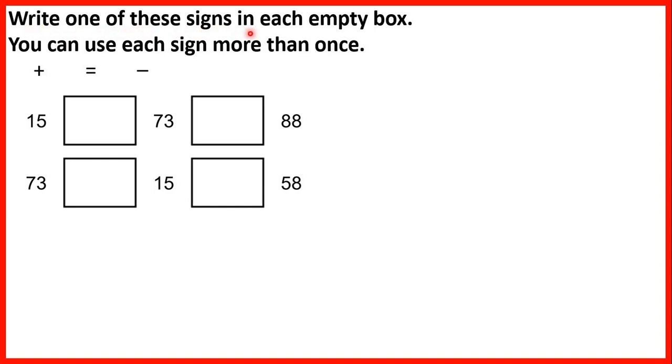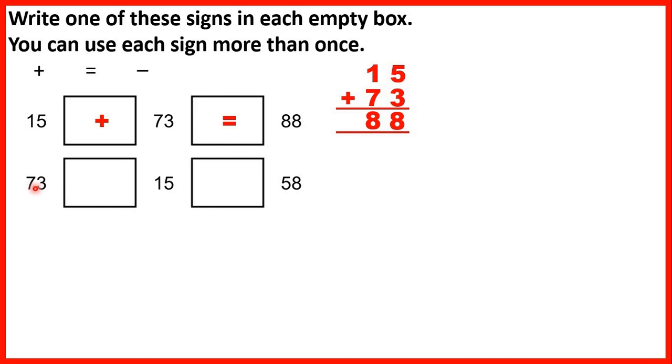Write one of these signs in each empty box. You can use each sign more than once. So we have plus, equals and minus. And we need to write these signs in these boxes. So first we have 15, 73 and 88. Well, 88 is larger than 73 or 15. So let's try 15 plus 73 equals 88. And then we can check that it works using column addition.